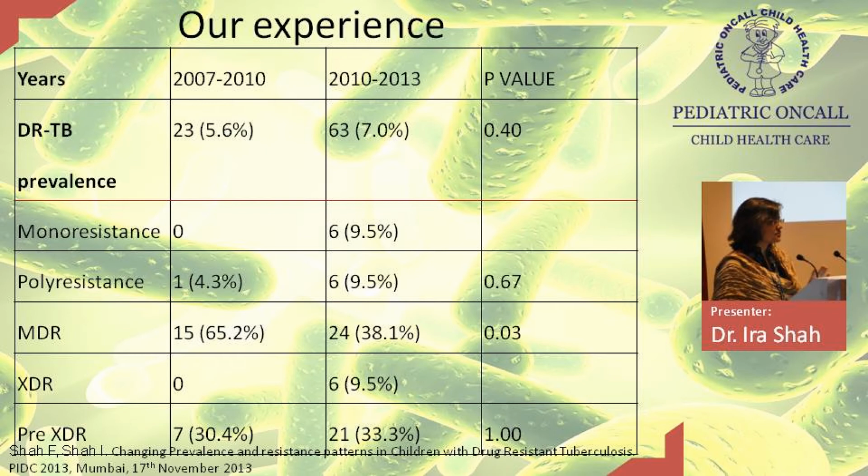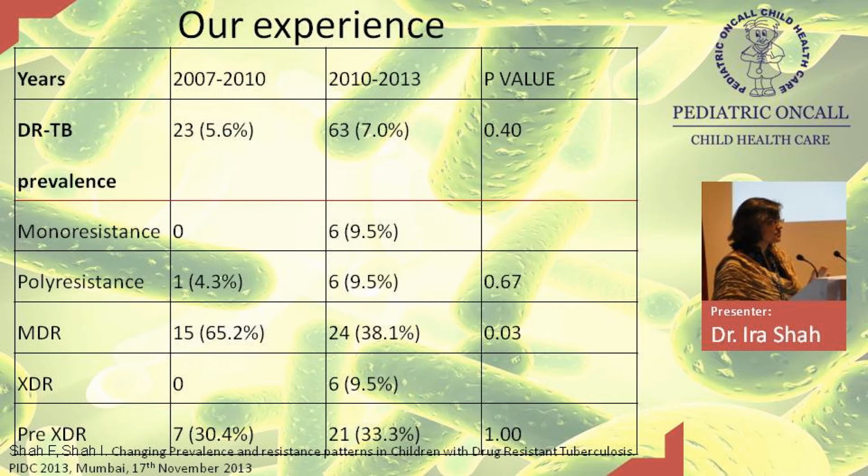Transmission rate was around 5.6% prevalence. In the second 3 years, we found 63 patients were resistant, but the number of patients were much higher, more referrals in the last 3 years. So obviously, if you take the prevalence rate, it was 7%. So not much difference in the number of prevalence. What we saw is we started seeing more mono-resistance. That doesn't tell you that MDR is going down. It just tells you that we didn't have mono-resistance being referred to us earlier.